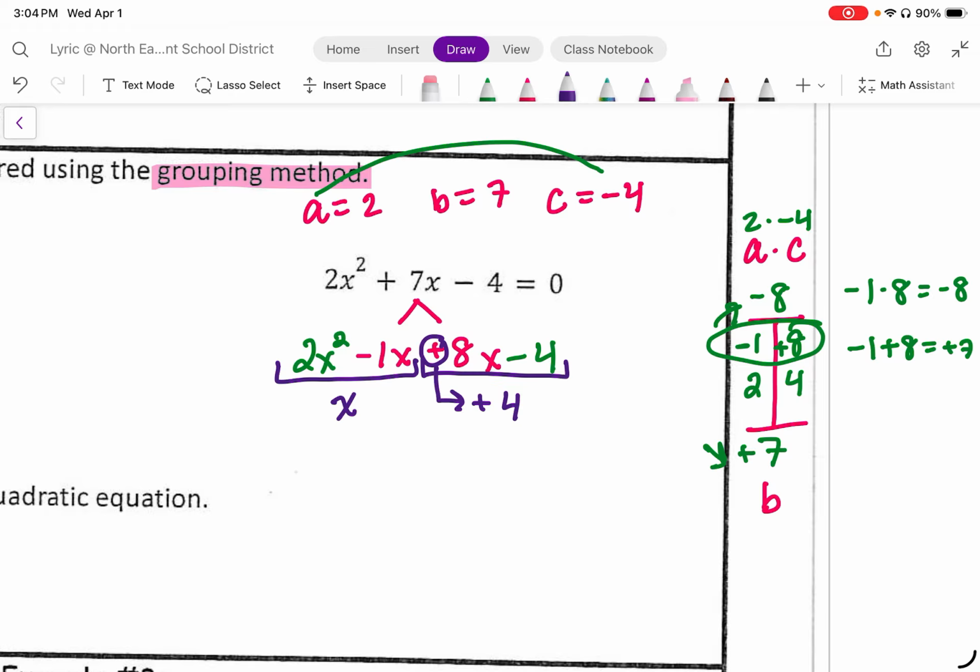And if you aren't sure, we could list the factors: 8 is 1 and 8, and 2 and 4, and 4 is 1 and 4, and 2 and 2. Maybe I should have written it like a table. Now, what's the biggest number that they all have in common? 4.